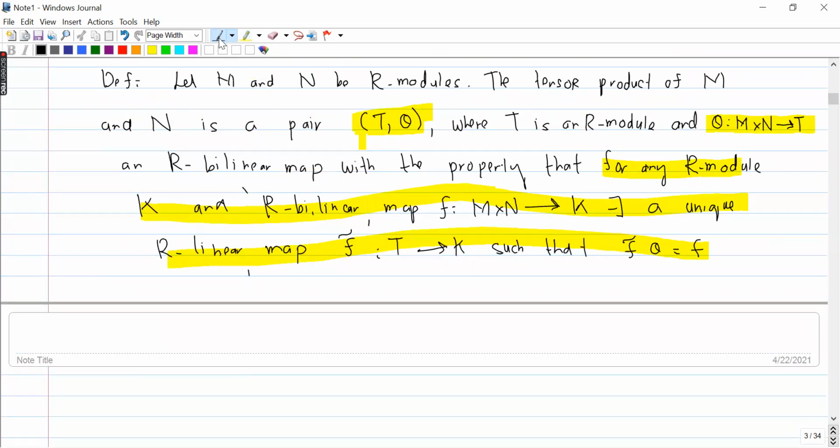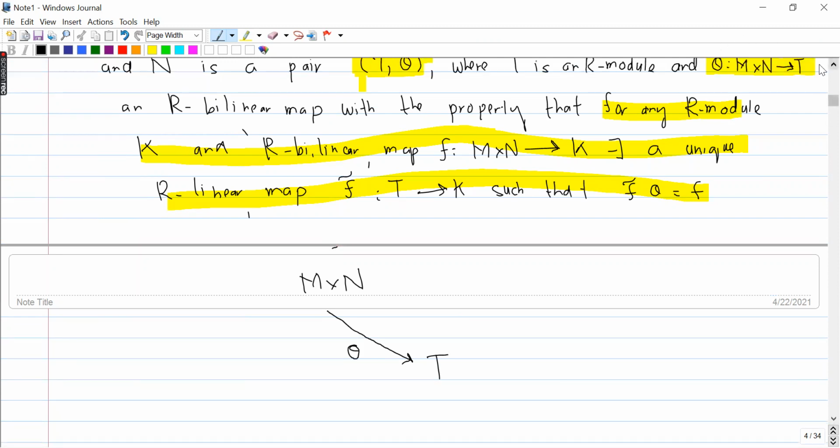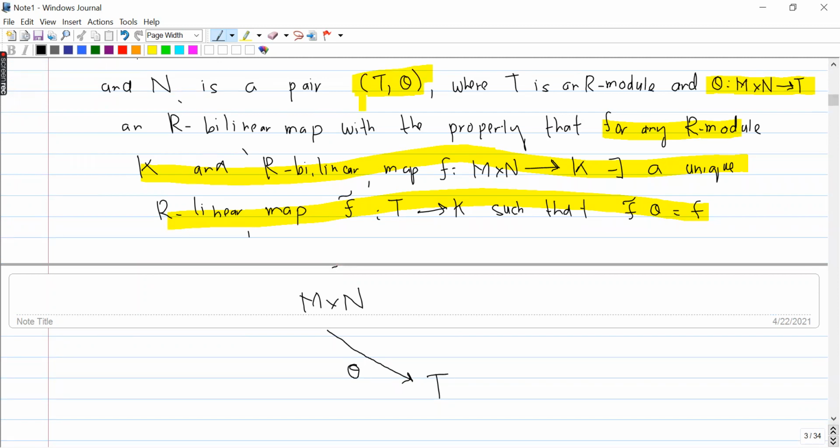So now you will see that many times, things are defined with the help of their universal property. An algebraic thing could be defined with the help of its universal property. So let us look at this property this way. What is it saying? We have M cross N, and T, where T is a tensor product. Tensor product means that it is an R module T with a bilinear map theta from M cross N to T. Now what is the universal property?